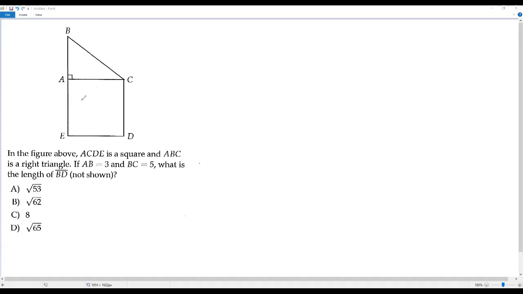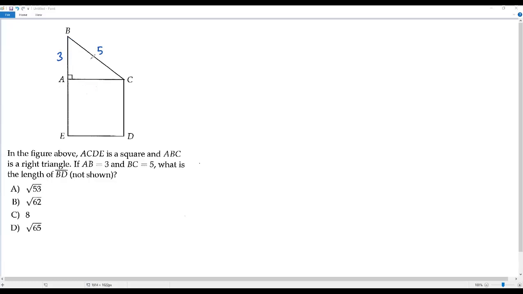Not shown. Okay, so the question says ACDE is a square and ABC is a right triangle. The length of AB is 3, the length of BC is 5. What is the length of BD, which is not shown over here? So we have to find the length of this line segment BD over here.